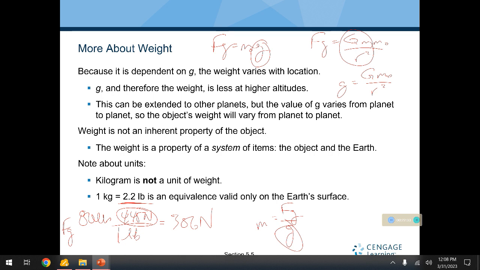So why does this conversion not work on other planets? Yeah, G is not the same on other planets, and thus it doesn't work for those places, which is why I suggest learning this particular methodology right here.